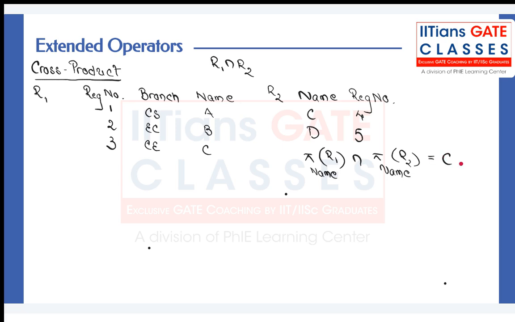It returns C. Now, if I do pi of name from R1 union pi of name from R2, what do I get? Will I get this, or something else? Why is this output incorrect that I wrote? If you all are saying ABCD is the answer, I think ABCCD was the answer. Why am I wrong? What mistake did I do? See, I have done a mistake.